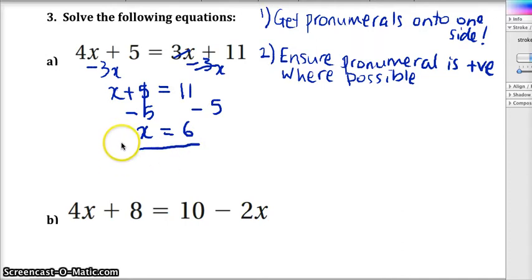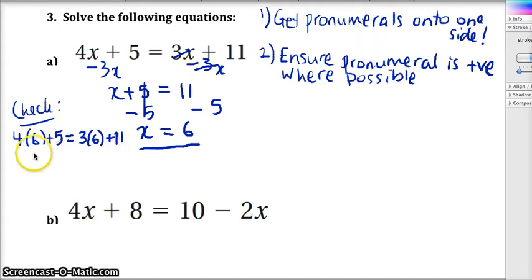Now remember, you can't just accept this as your answer. You should be substituting it back into the equation to check. So if I quickly check over here, sometimes you can do it in your head, but it's good to show it. I've got 4 times 6 plus 5. That should be equal to 3 times 6 plus 11. Now 4 times 6 is 24, and 24 and 5 is 29. 3 times 6 is 18, and 18 and 11 is 29. So it's correct. It's always good to do that check, especially if you have time in a test.